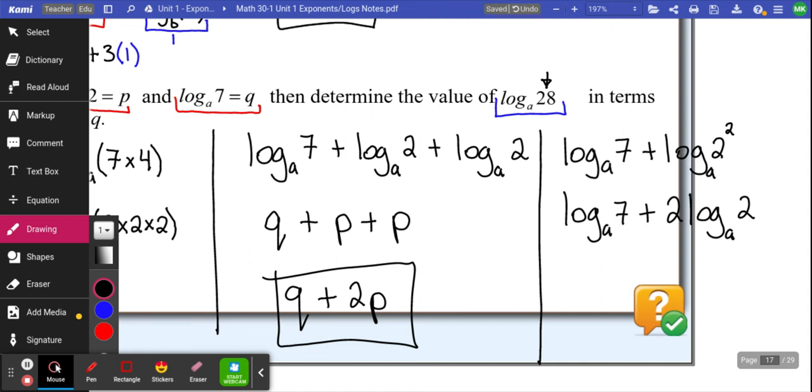It becomes the front. This is p, so it becomes 2p. So same answer.